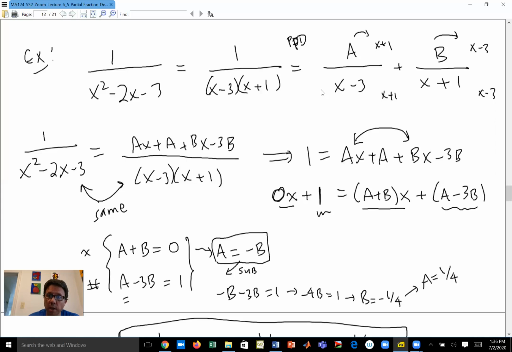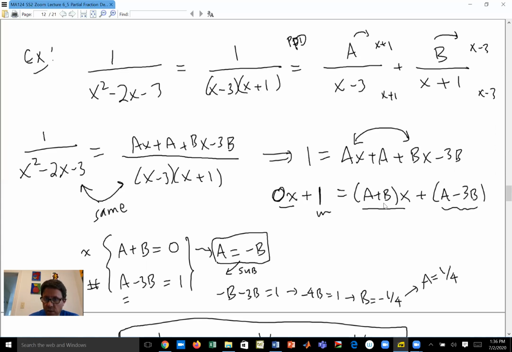You do the common denominator by multiplying the top and bottom by the correct things to get to the denominator. And then multiply out the top and we get this slightly more complicated ax plus a plus bx minus 3b. But once again, since the denominators are the same and the fractions are equal, that means the top has to be equal. And therefore, we do the same thing.